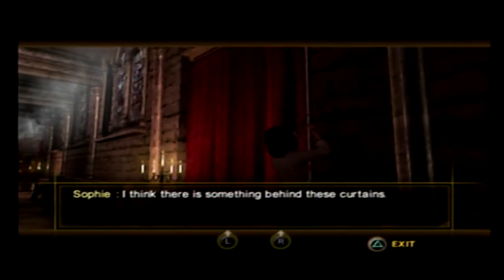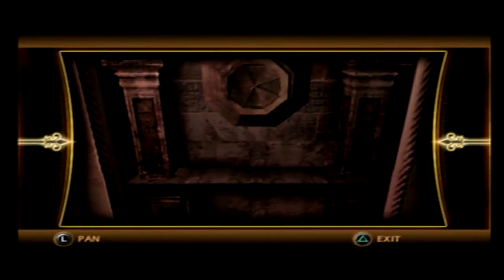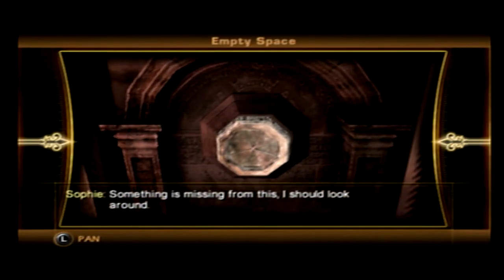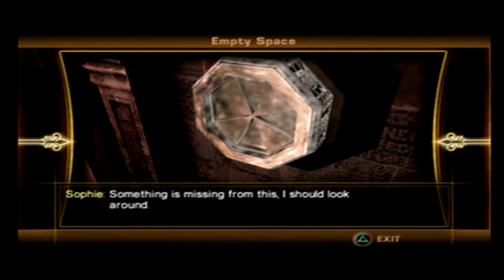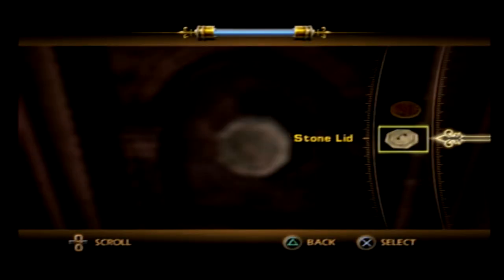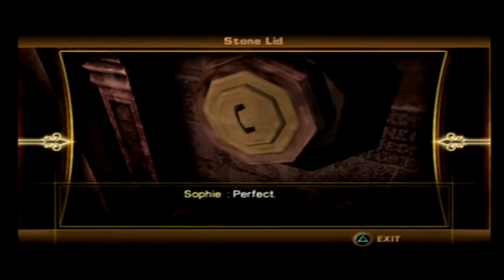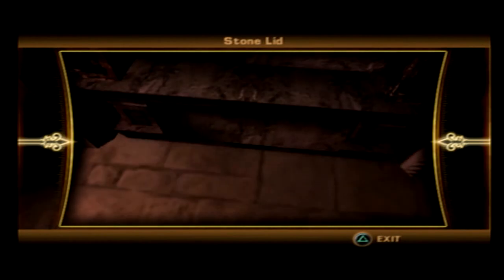Okay. I think there is something behind these curtains. Stone sculpture. Something is missing from this. I should look around. A stone lid.